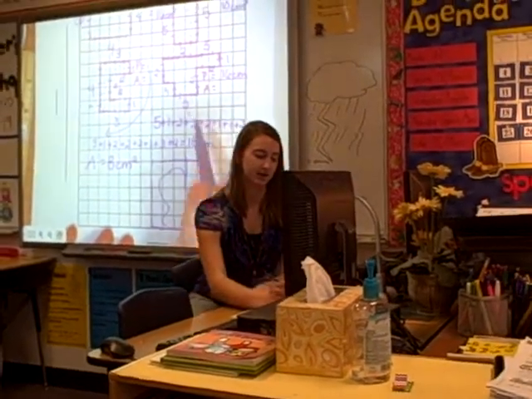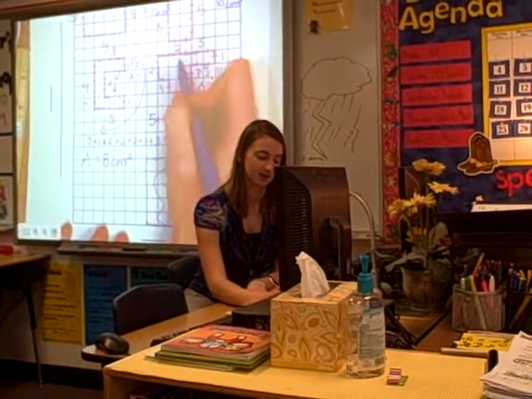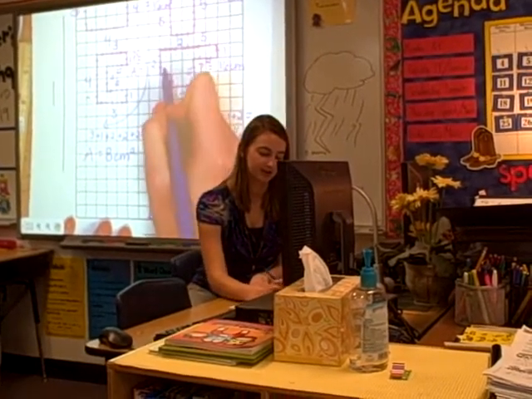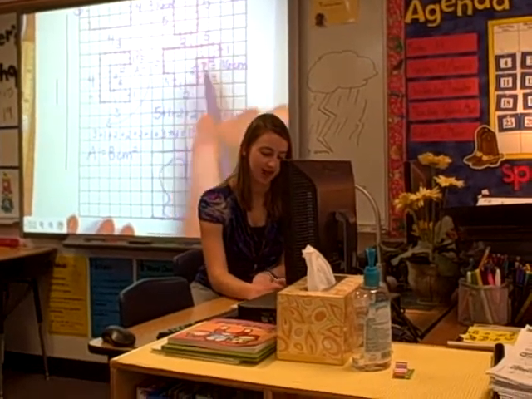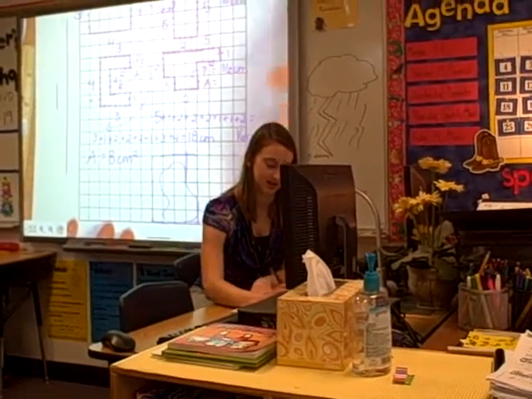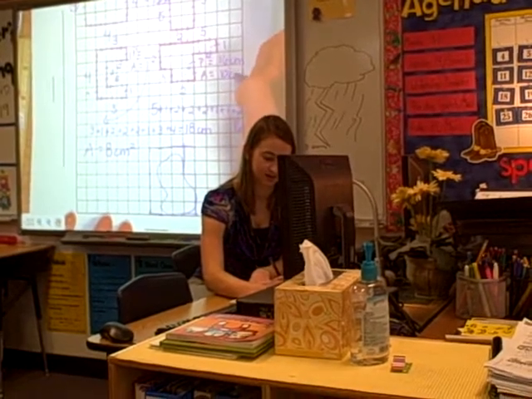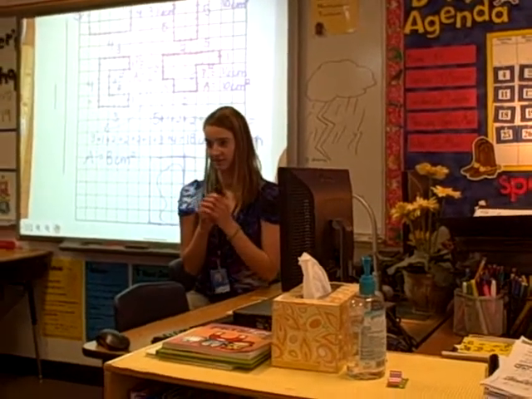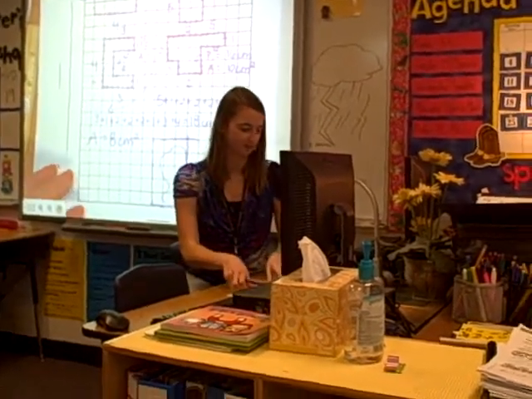And for the area we have 1, 2, 3, 4, 5, 6, 7, 8, 9, 10. So yeah, is anyone still confused? No. We all get it? Okay.